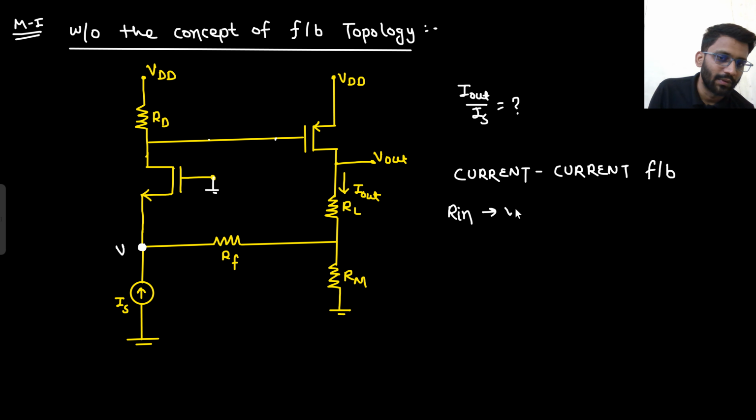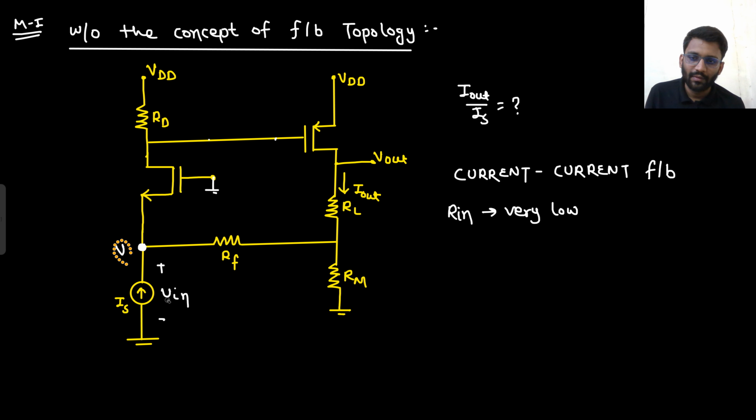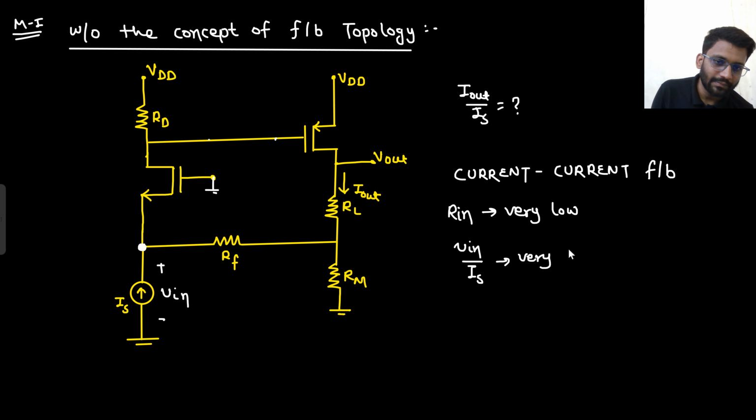Rin is very low, right? Input impedance is very low. What is your input impedance here? This is your V in by Is, right? V in by Is is very low. Is is a finite quantity that the user will apply. So if I take V in to be very low, is there any issue? I can take V in to be nearly equal to 0. Say yes or no.